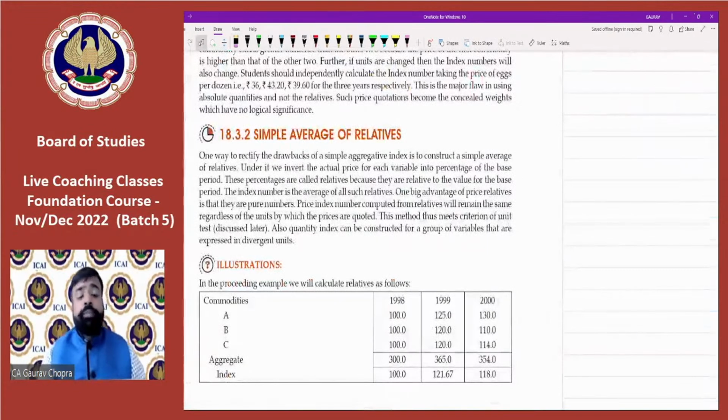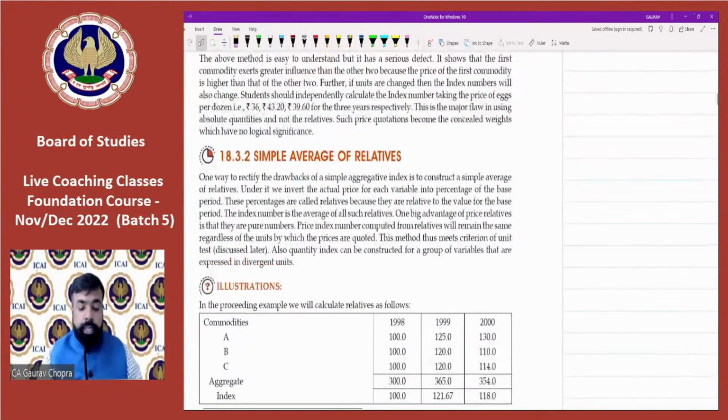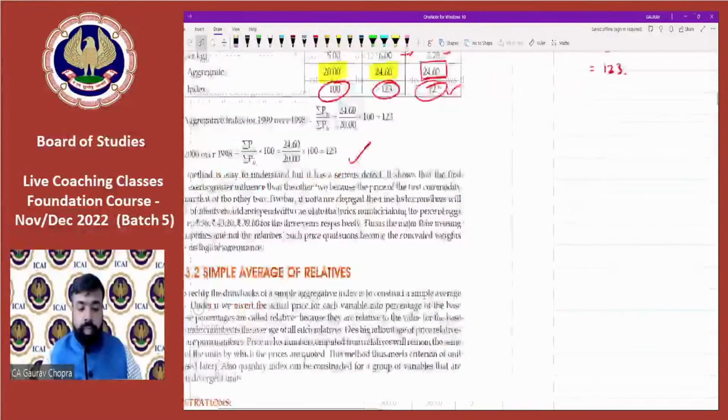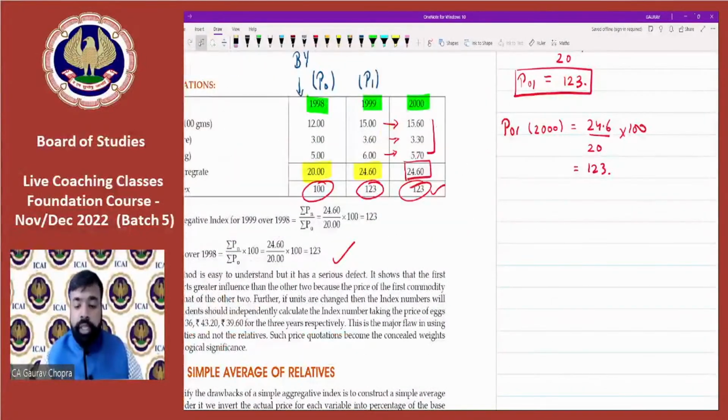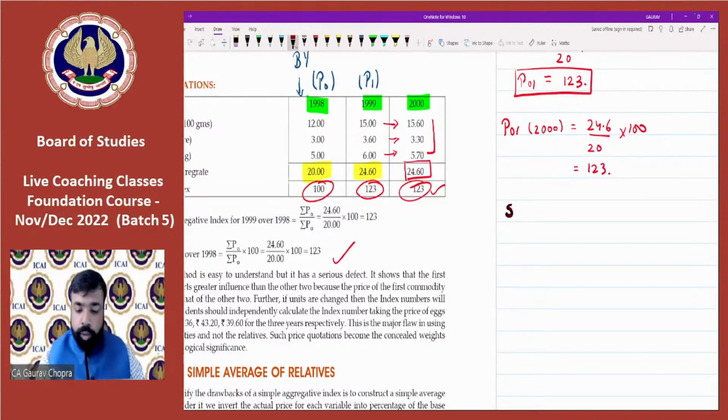So this was the first method, which was the simple aggregative method. Now comes the second method. The second method is the simple price relative method, or we can say the simple average of relative method.